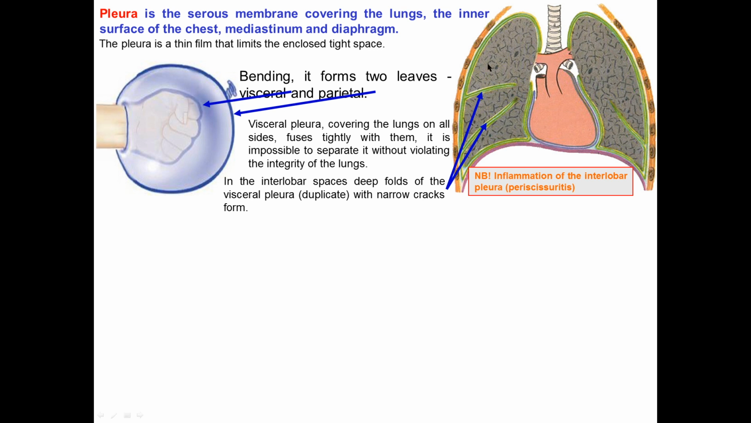Visceral pleura covers each lobe, goes inside and forms folds, then comes outside and goes inside to another lobe, covering all the lobes, whereas parietal pleura covers the whole lung from outside. That's why the visceral pleura's surface is much larger than the parietal pleura's. Inflammation of the interlobar pleura we call interlobitis.